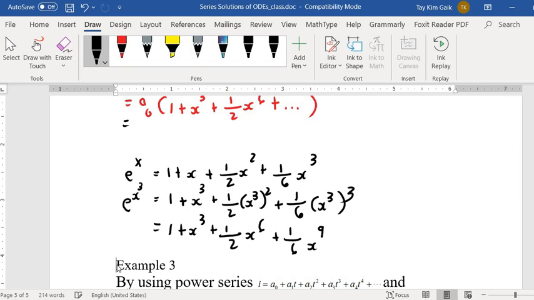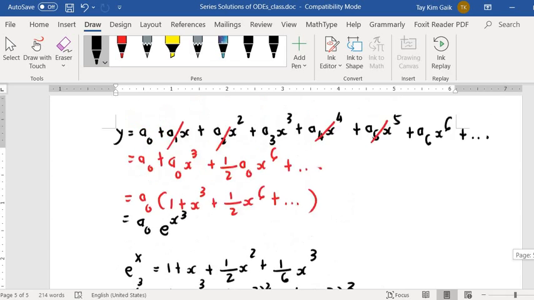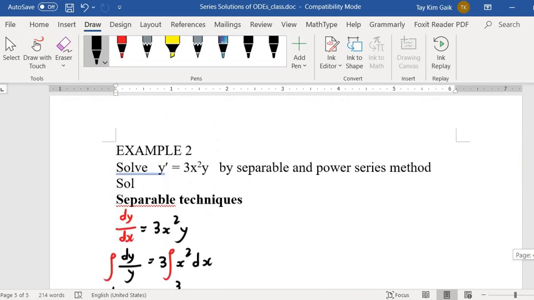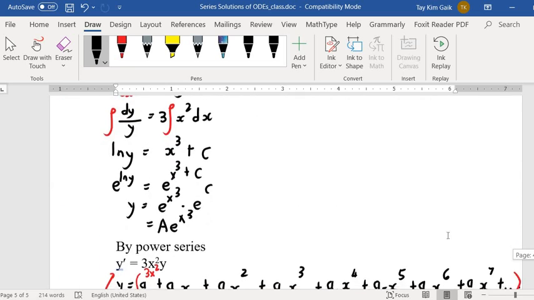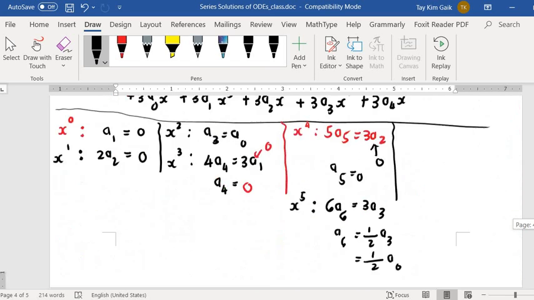Hence, this one is actually exponent x cubed, which tallies with what you obtained using the separable technique: a0 exponent x cubed, where a in the power series is a0 exponent x cubed.